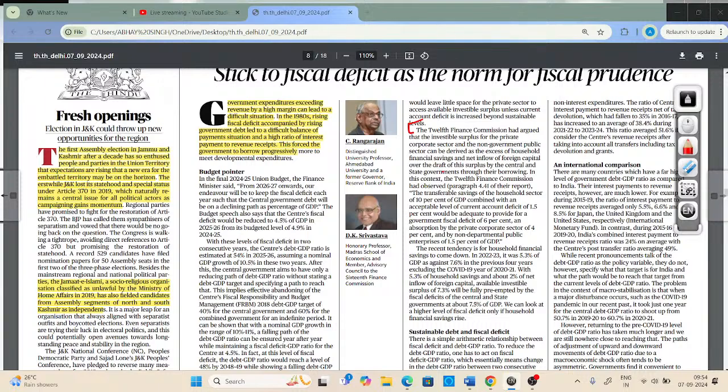So basically, to understand this article, see, it is written by the former governor of the Reserve Bank of India, Mr. C. Rangarajan, and Mr. D. K. Srivastava, who is an honorary professor at Madras School of Economics. To understand this particular article, you have to be familiar with a lot of economics terms.